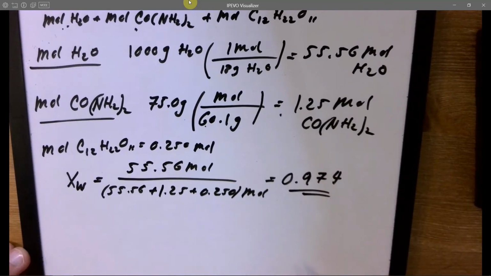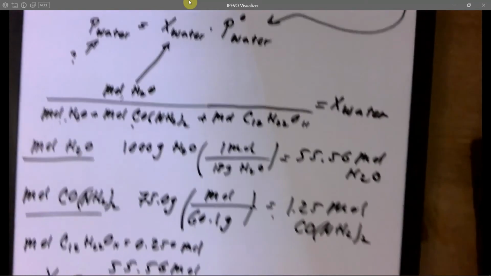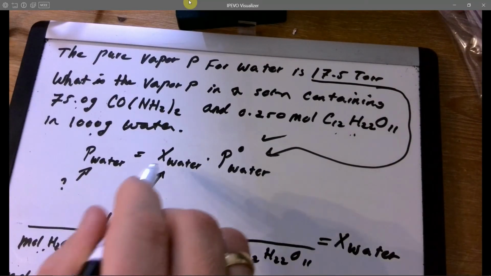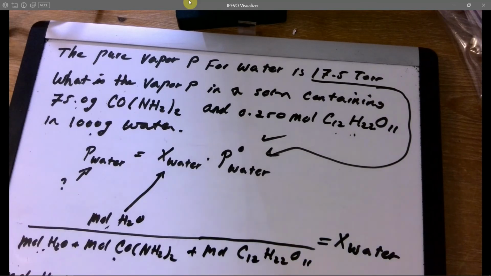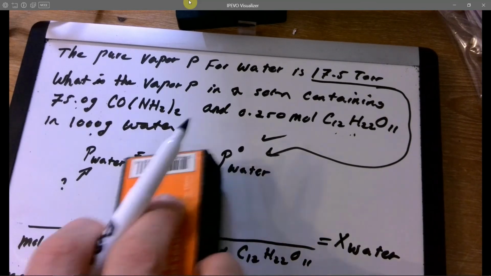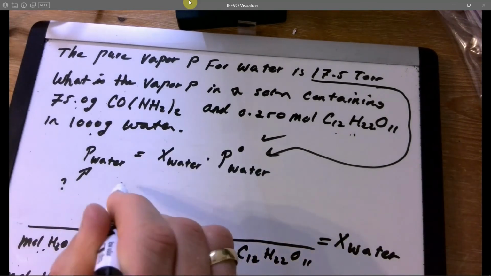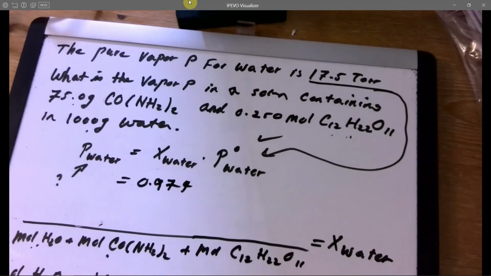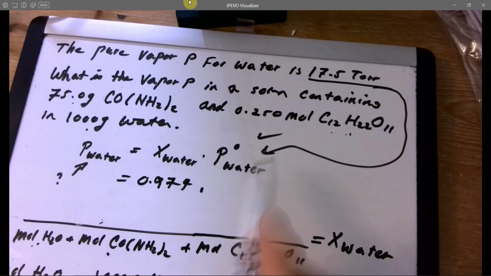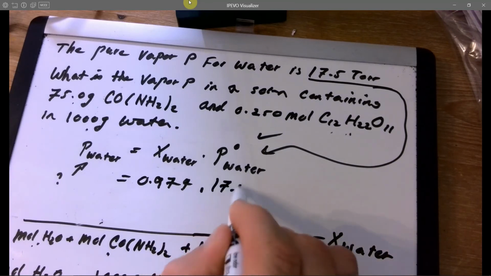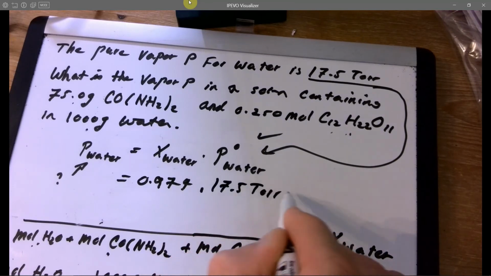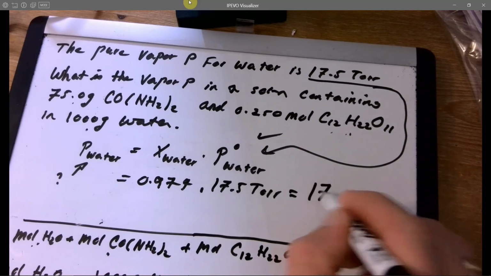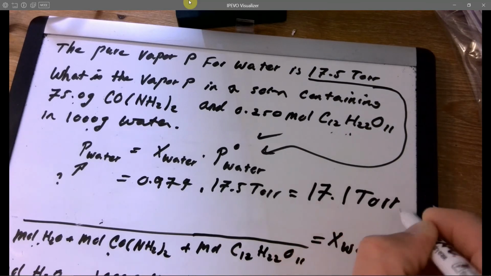So now we're ready to put that back into our Raoult's law. To remind you, we have this, we didn't have this, and we want this. So now we have it all, so let's put it in. This ends up being 0.974, as we just calculated, times P of water, which is 17.5 torr. And so our final answer should be 17.1 torr. That's our new vapor pressure.